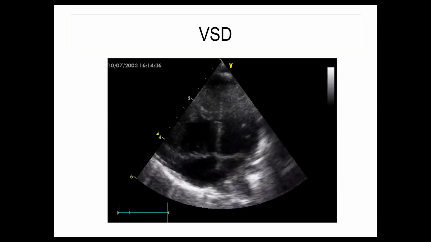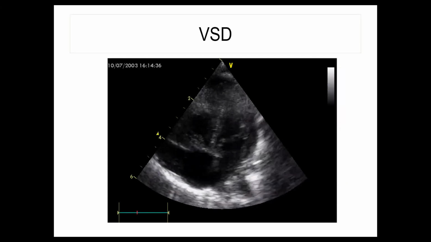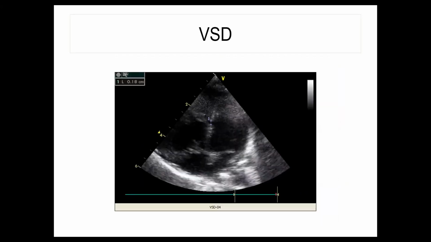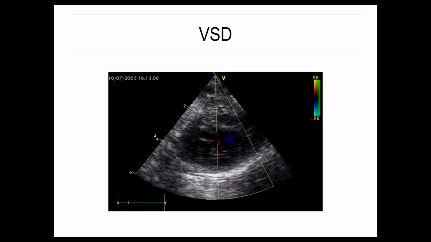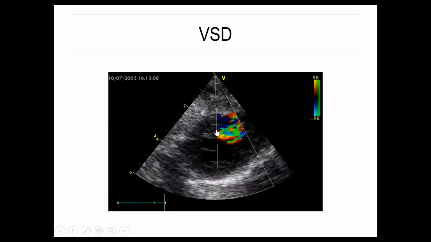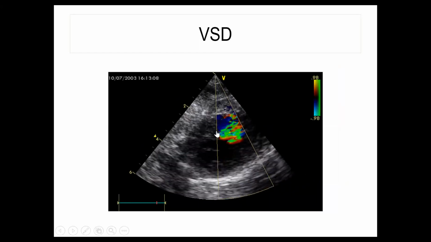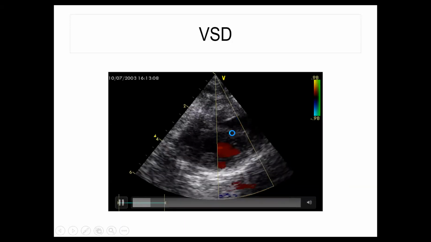Aorta is not seen, sir. So aorta is not seen. It is actually mid-muscular again. Inlet, sir. Inlet mid-muscular VSD. Yes, sir. This is muscular mid-muscular VSD.